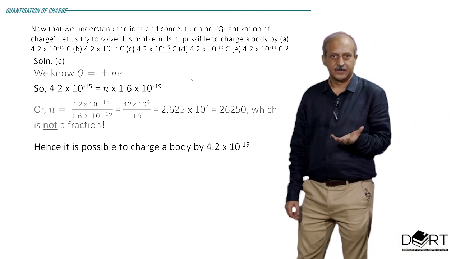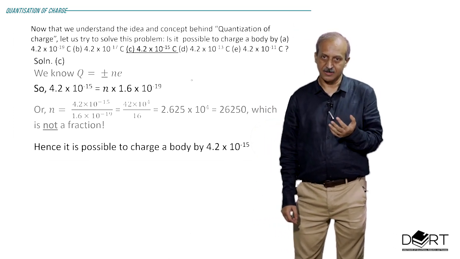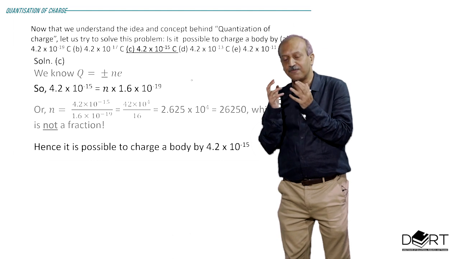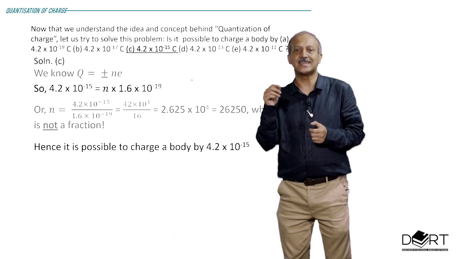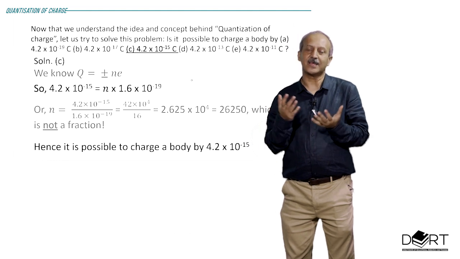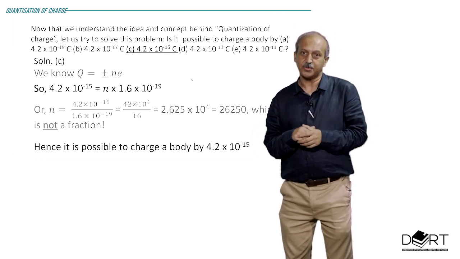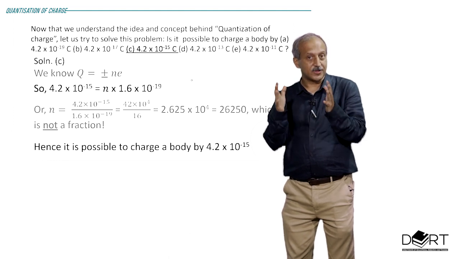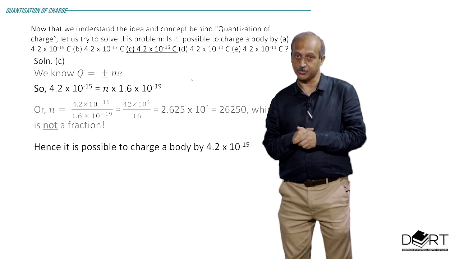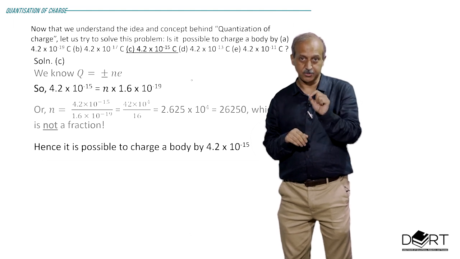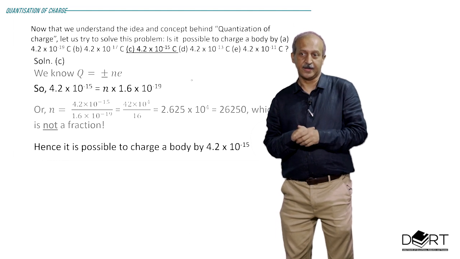So there you are. We've looked at what we mean by quantization of charge. We've developed the numerical formula for it, Q = ±nE, where n is an integer and e is the charge on an electron or proton. And then we've solved these numerical problems, and I've left some of those numerical problems for you to solve. So make sure that you solve those numerical problems.